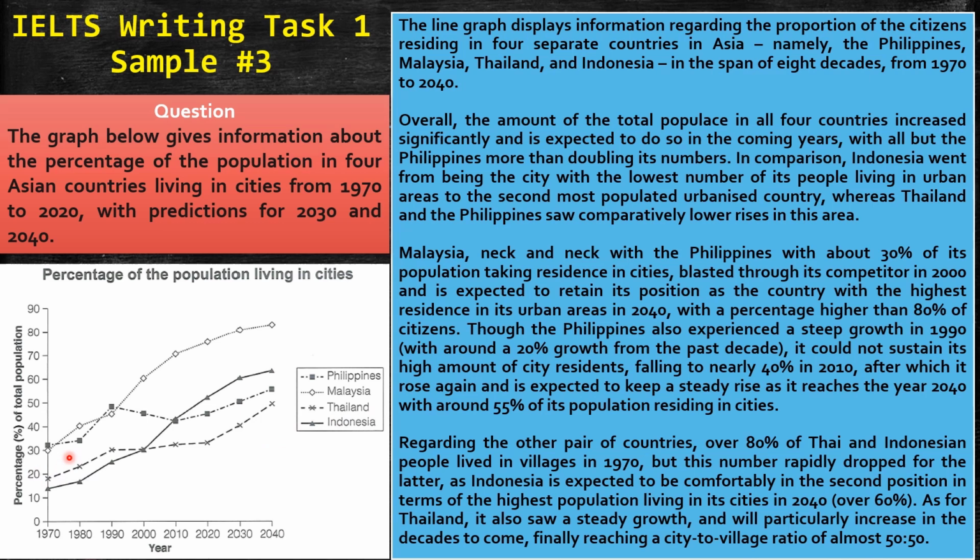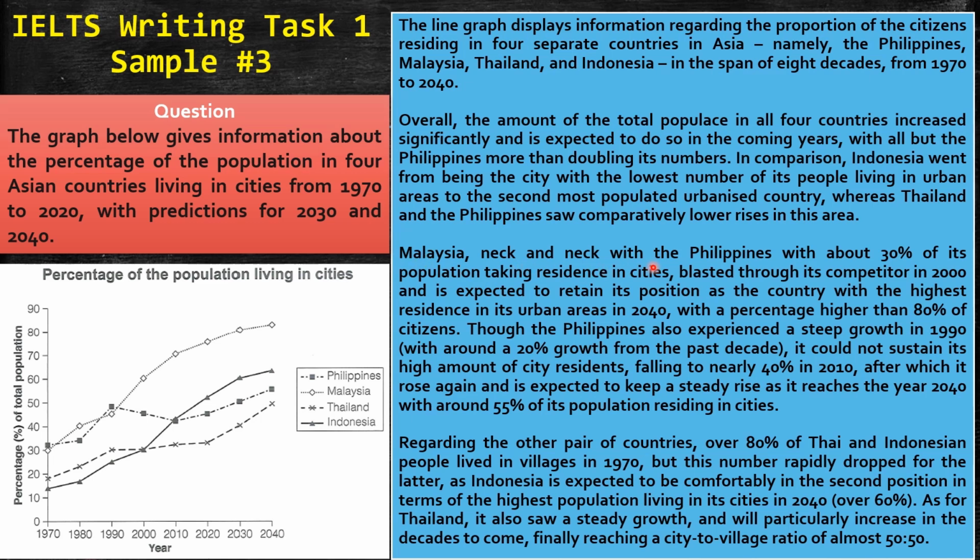You can see that yes, the Philippines, they also increased their city population, but not double. It wasn't double, but for the others it's at least double. In comparison, Indonesia went from being the city with the lowest number of its people living in urban areas to the second most populated urbanized country, whereas Thailand and the Philippines saw comparatively lower rises in this area. So how many sentences? 2 sentences in the overview paragraph.